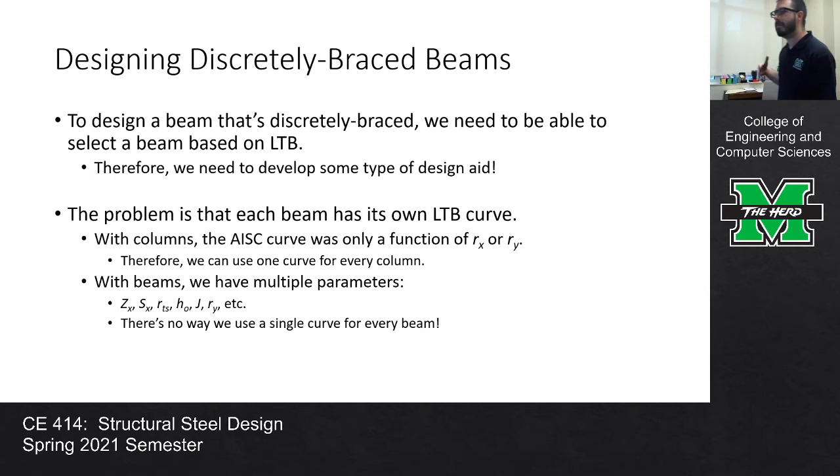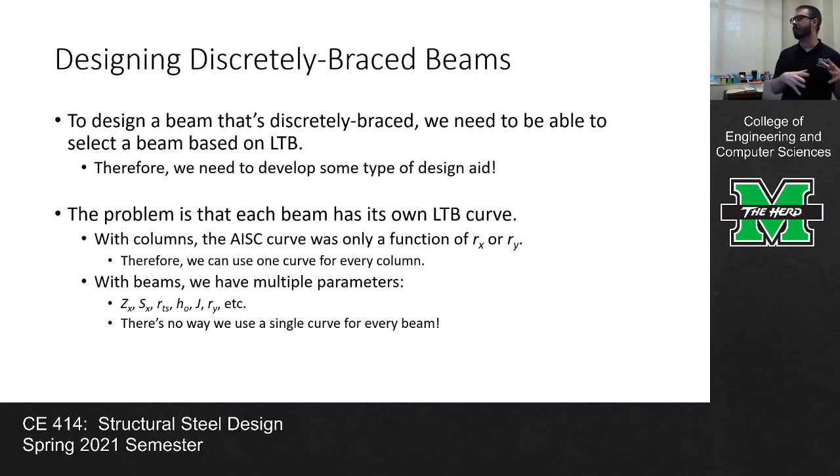Well, if you remember back in column land, we had a column curve, right? Remember, we had the slenderness on the x-axis and the critical buckling stress on the y-axis, and then it sort of went like that. And we said, if you're in the inelastic buckling range, your capacity is this, and if you're in the elastic buckling range, your capacity was that. Now, with columns, there was one curve, and the curve could be used for every column, right?